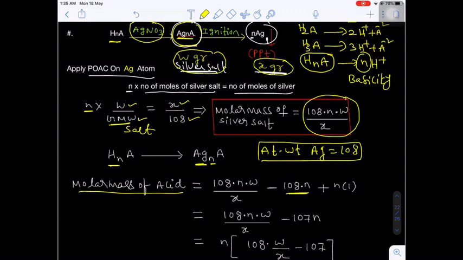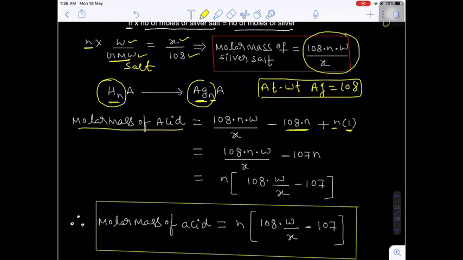subtracting 108 into N, and instead of silver I am replacing the hydrogens. Hydrogen atomic weight is 1. How many hydrogens are there? N. So this is minus 108 into N plus N, so minus 107 N. From here, if you take the common N value, you will get N times 108 W by X minus 107. This is the molar mass of the organic acid.